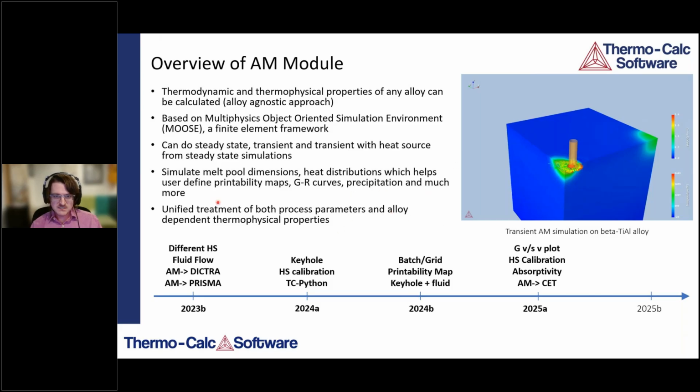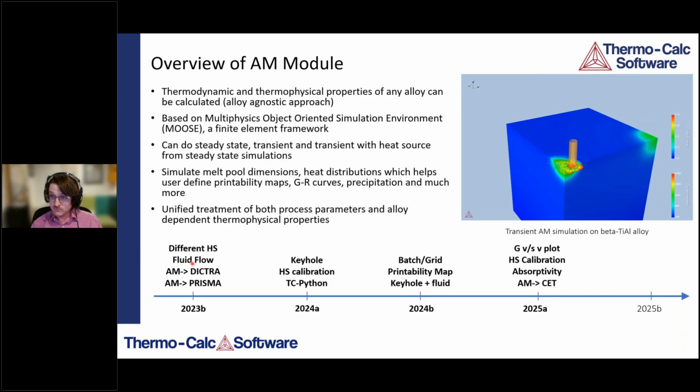So really this is making a unified treatment of both the process parameters and the alloy dependent thermophysical properties. I think this, in one sentence, is a nice way to say what is going on here in this AM simulation. Throughout the last couple of years since we developed this, we've added a lot of different things. I don't have time to cover how each one of these works in this talk, but we now have different heat sources like conical or Gaussian, and we're working on making some new ones I'll talk about later.